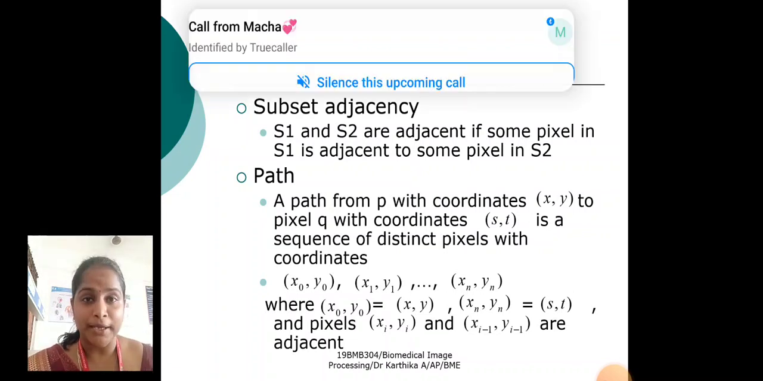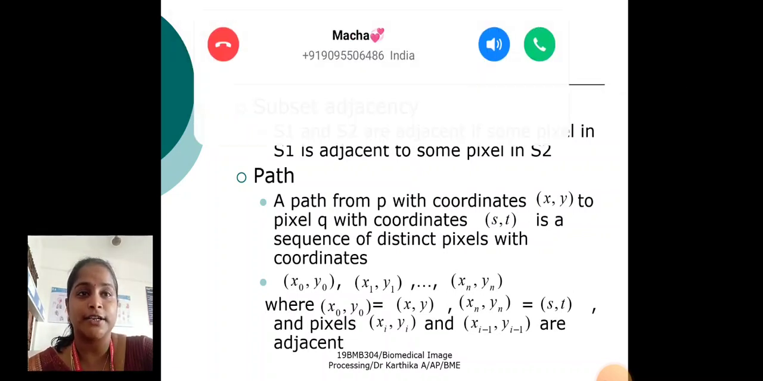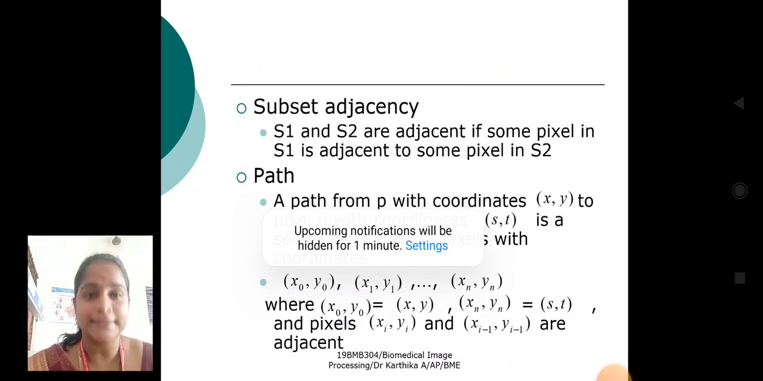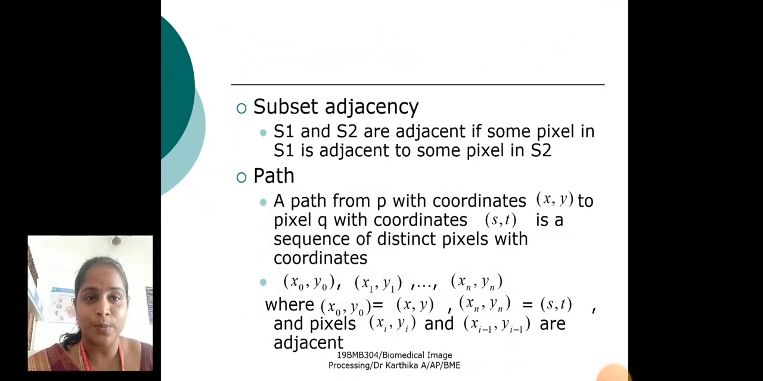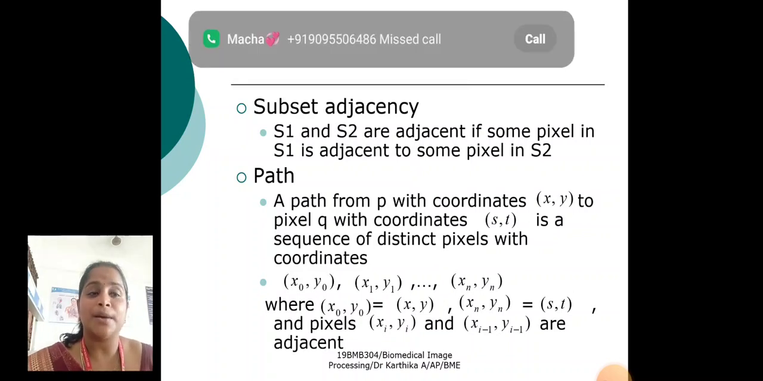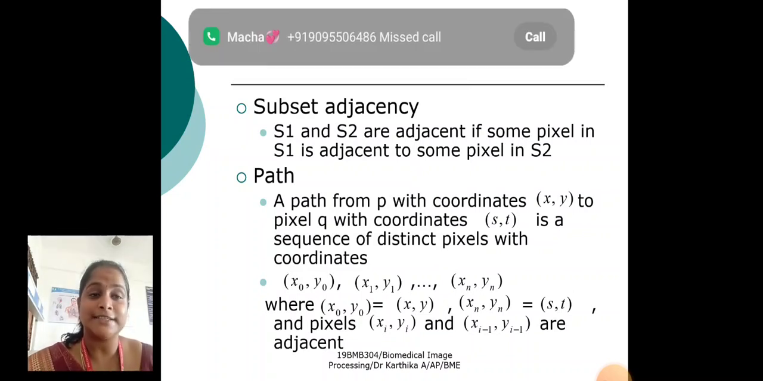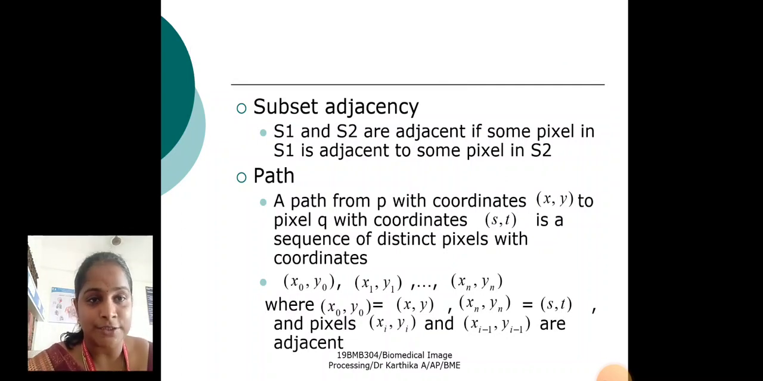Here we have the main component, which is the path. A path from pixel P with coordinates x, y to pixel Q with coordinates s, t is a sequence of distinct pixels with coordinates x0, y0, x1, y1, and so on up to xn, yn, where x0, y0 is equal to x, y and xn, yn is equal to s, t. Here the pixels xi, yi and xi minus 1, yi minus 1 are adjacent.